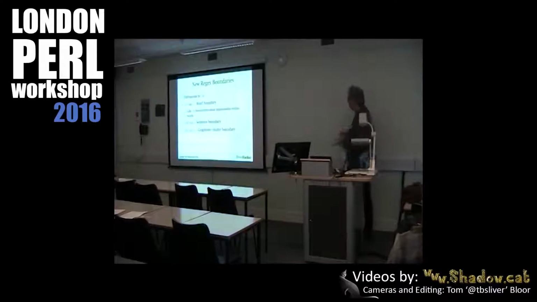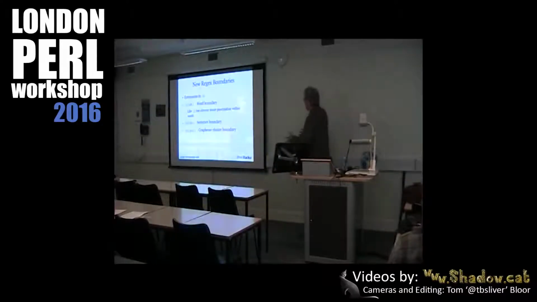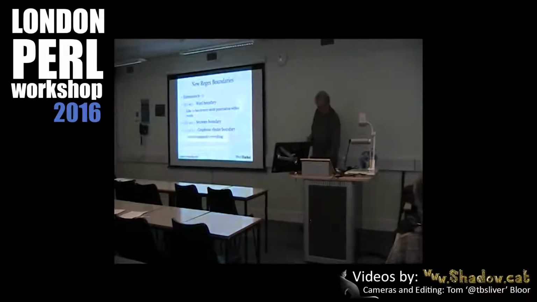And we've got \b{gcb}, which matches a boundary between two grapheme clusters. And we're all clear with what a grapheme cluster is, right? That would be unique. So like a letter with a diaeresis? Yes. So, Unicode.